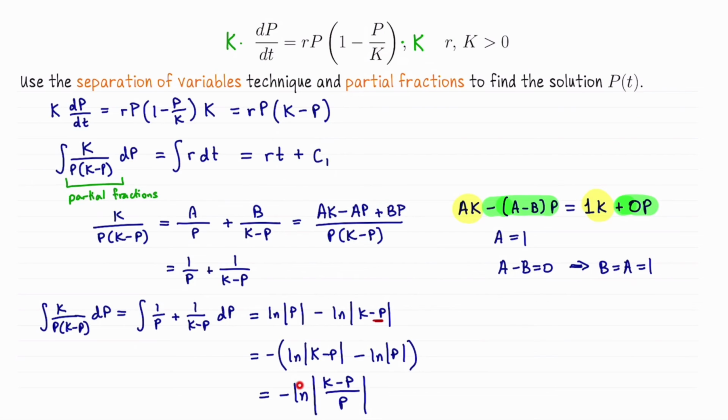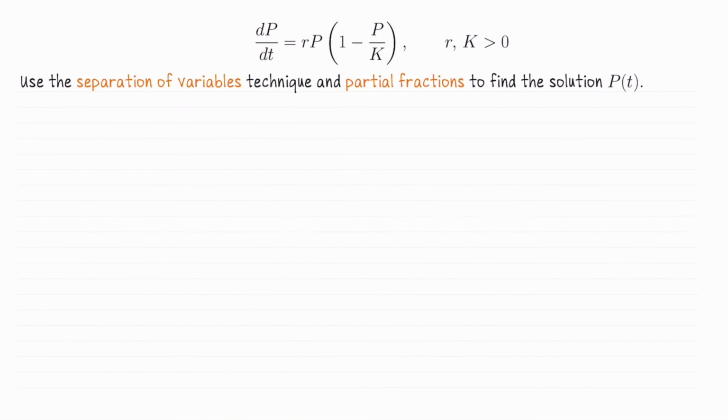I didn't write a constant of integration here because we already picked up a general one when we did the right-hand side. Let's now take the left-hand side and set it equal to the right-hand side, and we'll start to simplify. So where we left off, we had negative natural log of the absolute value of k minus p divided by p equals rt plus some constant, which I'm calling c1.